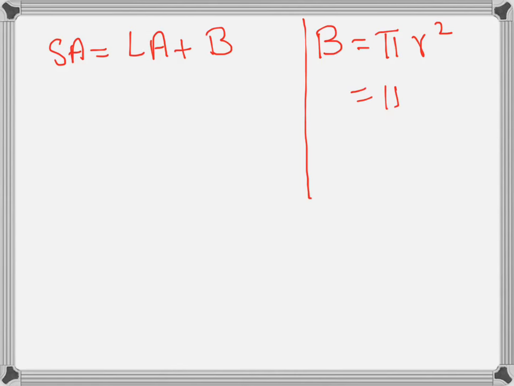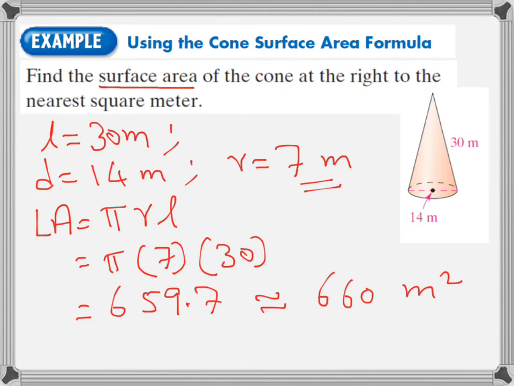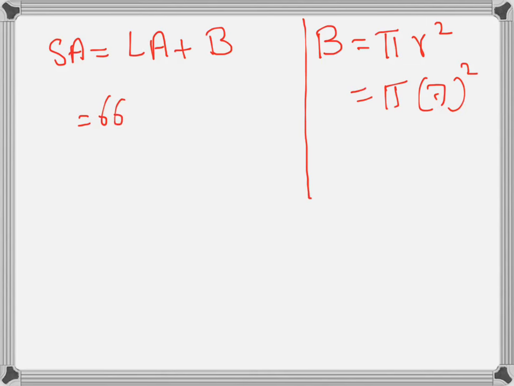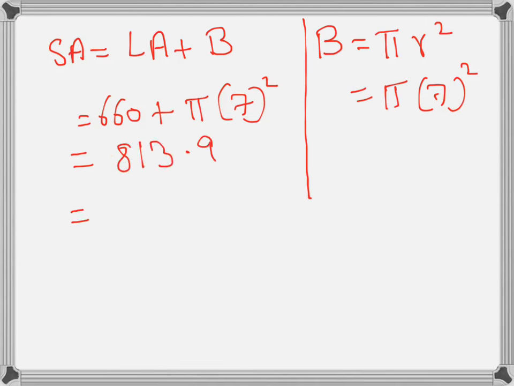So pi times 7 squared. So we can do here LA is 660 approximately. 660 plus pi times 7 squared, which will be equal to 813.9. Round to the nearest whole number, 814 meter square. That is the surface area of the cone. Let's try one more.